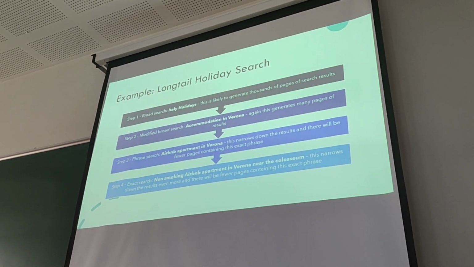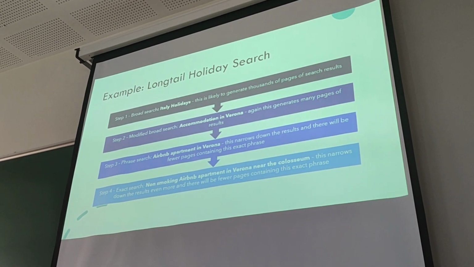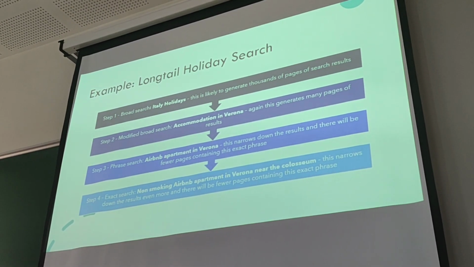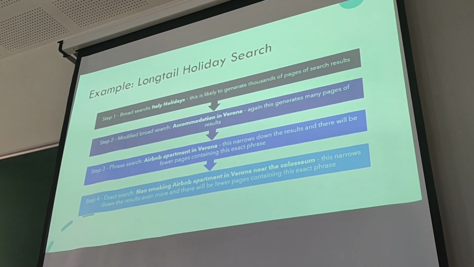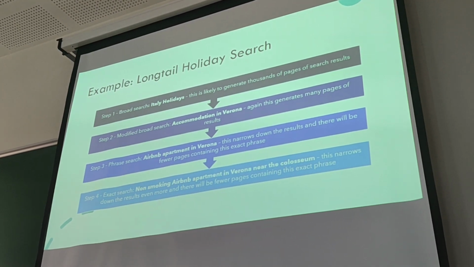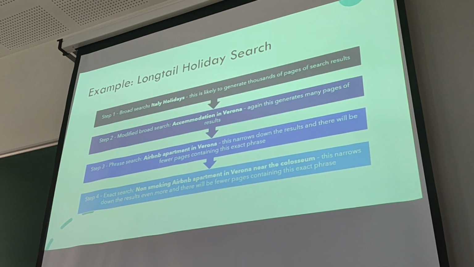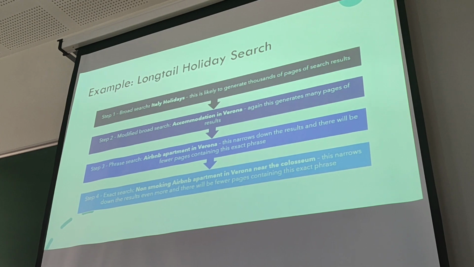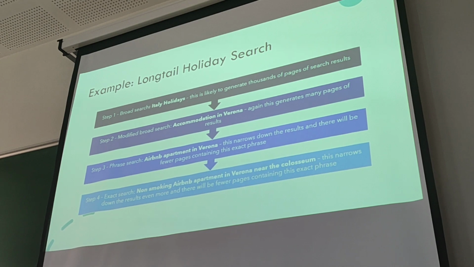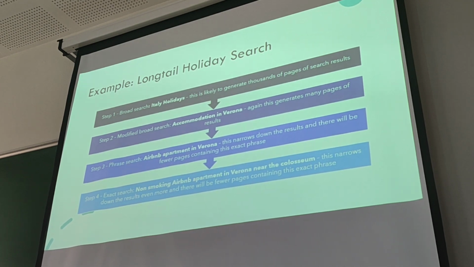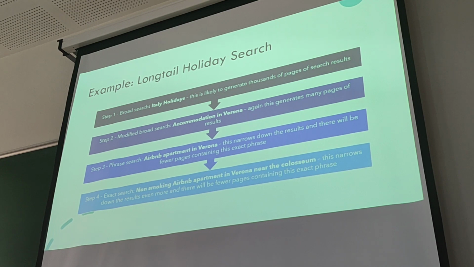Verona is a place in Italy, so that's going to narrow down the search results a bit more. And then if you decide, actually, I don't want a hotel, what I want is an Airbnb apartment in Verona, people are going to search for that. So if your content mentions Airbnb apartment Verona, it is going to be more likely to come up near the top. And then nailing it down even more to a non-smoking Airbnb apartment in Verona near the Colosseum.